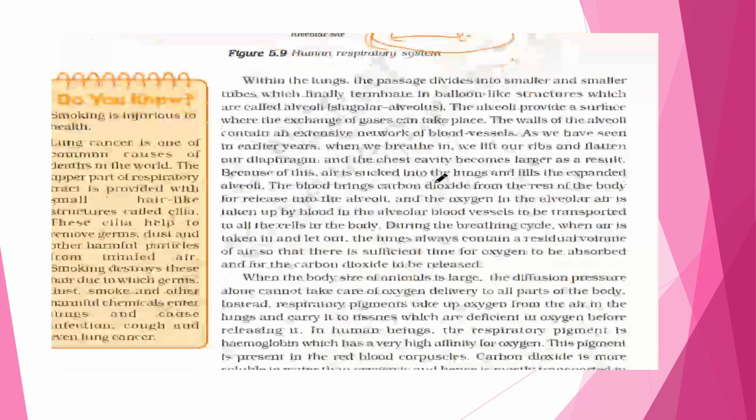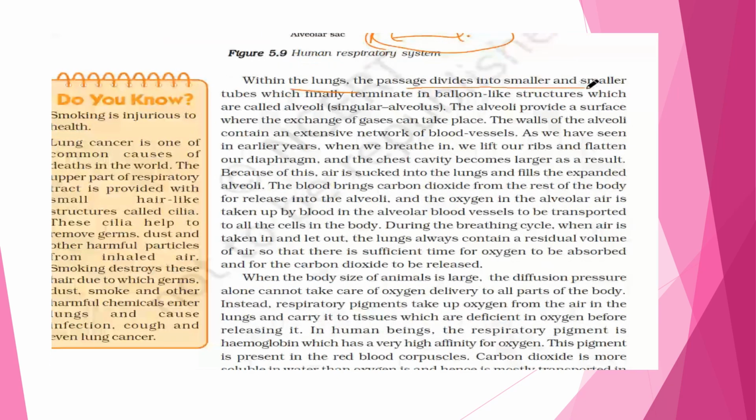Let us see here. Within the lungs, the passage divides into smaller and smaller tubes which finally terminate in balloon-like structures called alveoli. The singular is alveolus. The alveoli provide a surface where the exchange of gases can take place. Is it clear? So alveoli are balloon-like structures, and they are the site of gaseous exchange. The walls of alveoli contain an extensive network of blood vessels.